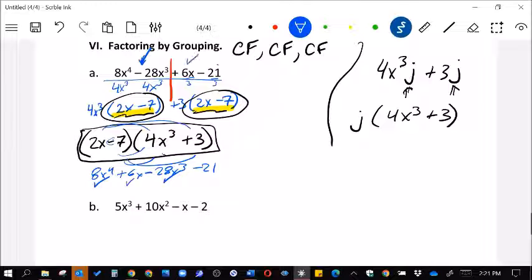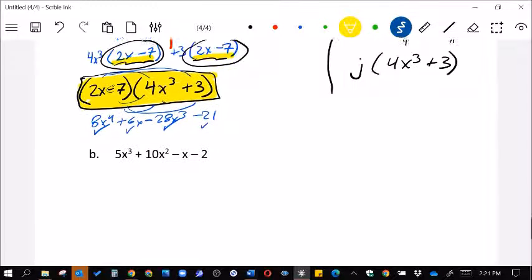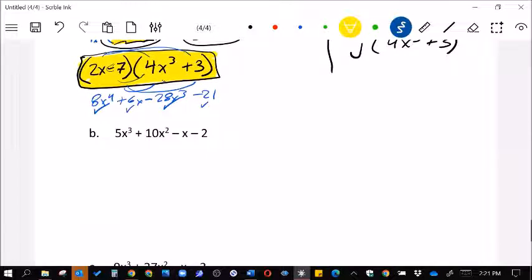Plus 6x is here, and the minus 21, I got that sign right. That means this is the correct factoring or factorization of that 4 term. All right, now let's do one more of them here.